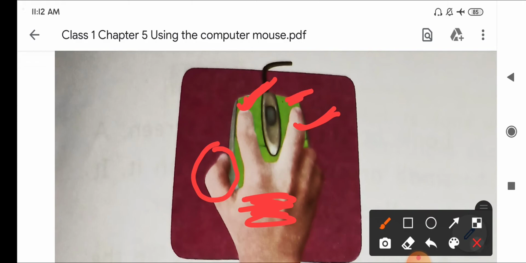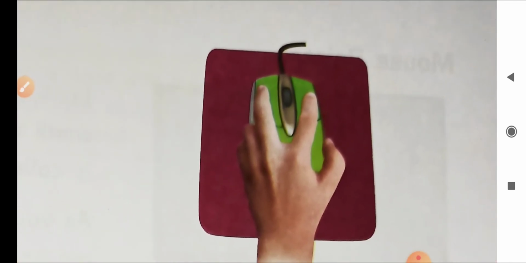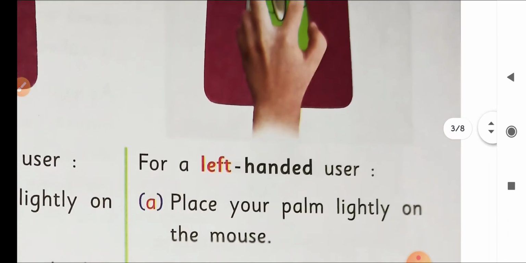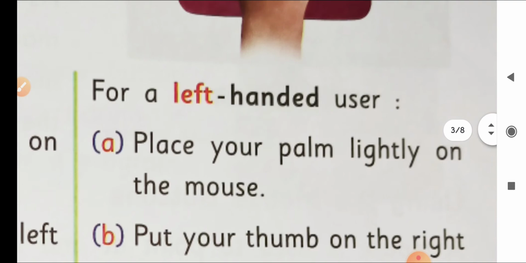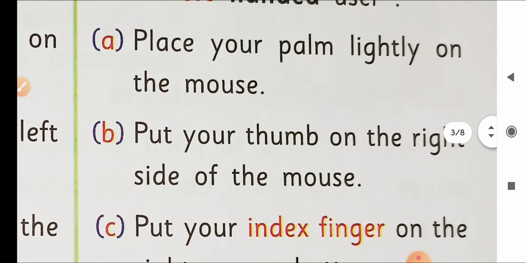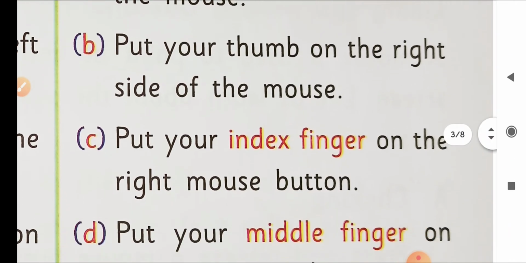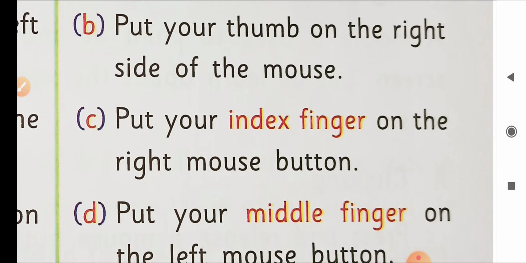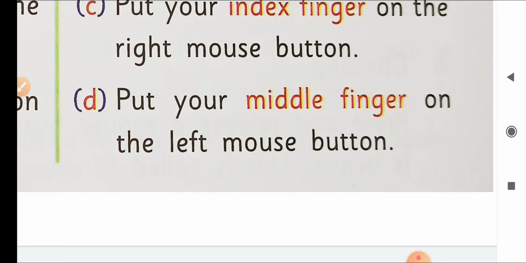Now likewise we will see if someone is using the left hand. For a left-handed user, first, place your palm lightly on the mouse. Second, put your thumb on the right side of the mouse. Third, put your index finger on the right mouse button. And the fourth is, put your middle finger on the left mouse button.